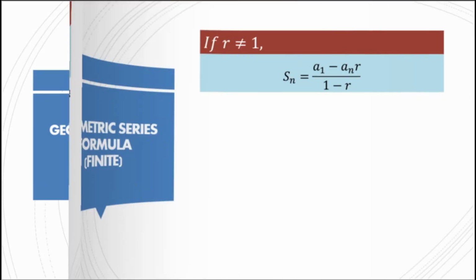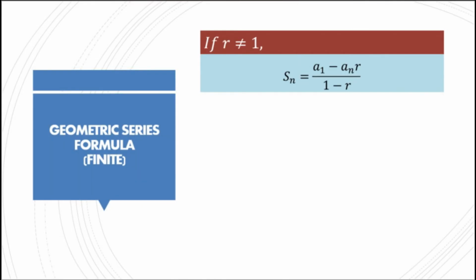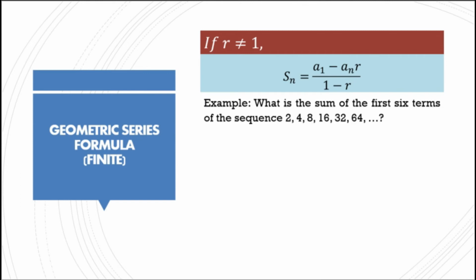For the fourth formula, if r is not equal to 1, then our formula would be S sub n is equal to a sub 1 minus a sub n multiplied to r all over 1 minus r. For instance, what is the sum of the first 6 terms of the sequence 2, 4, 8, 16, 32, 64, and so on and so forth?